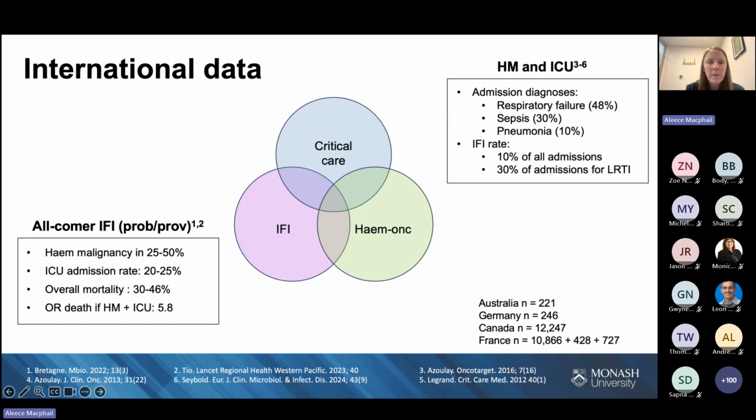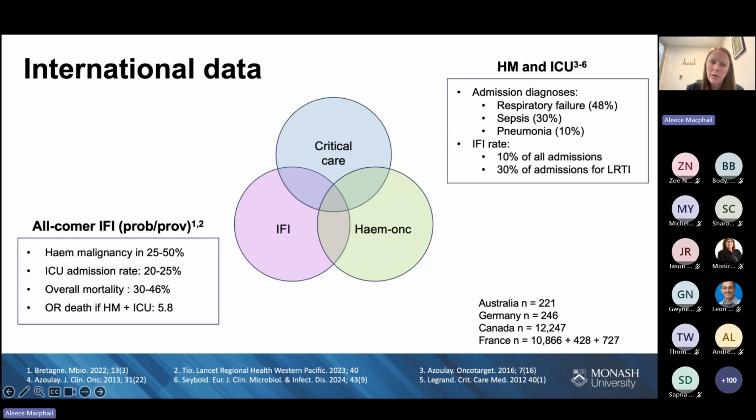And I guess starting with the overall heme patients, the first comment to make is that if studies don't report specifically on IFI, they can be pretty hard to find because the most common admission diagnoses or admission issues are respiratory failure, sepsis, and pneumonia. So IFIs can be hiding anywhere in there. But having said that, among the subset of studies that report probable or proven IFI, it looks like about 10% of all patients with a haematological malignancy admitted to ICU have a probable or proven IFI.